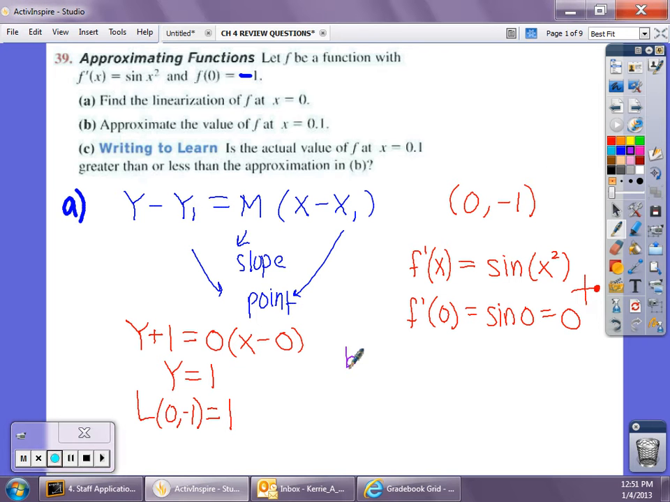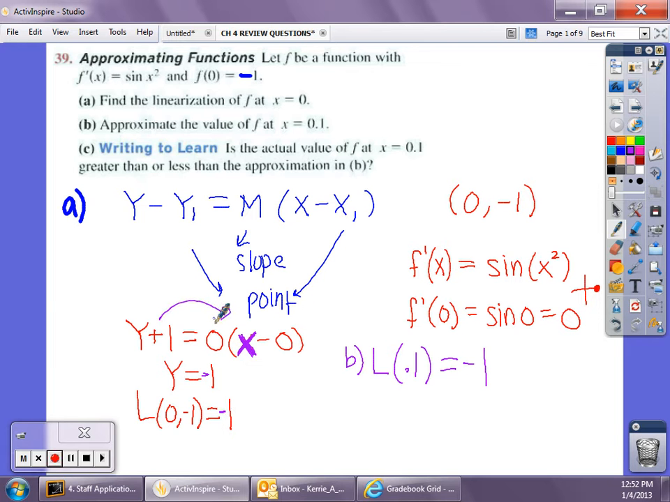Part B asks you to approximate the value at x equal to 0.1. So the linearization approximated at 0.1 would be that I would substitute the x value into this x, but since the equation is constant, you still get 1. And actually, it's negative 1. That was negative 1, and that was negative 1. I'm sorry. When you move that over, you subtract 1.